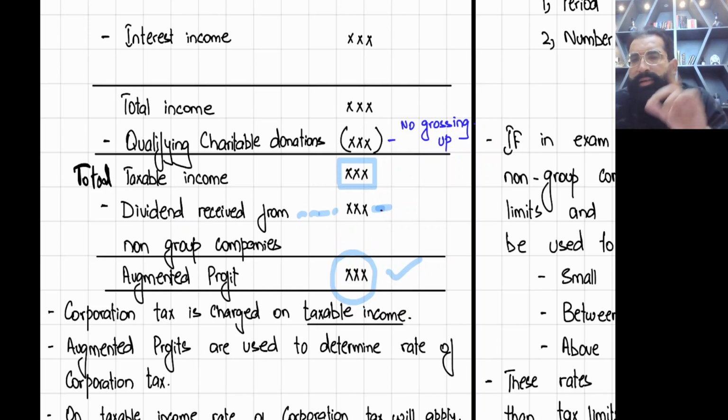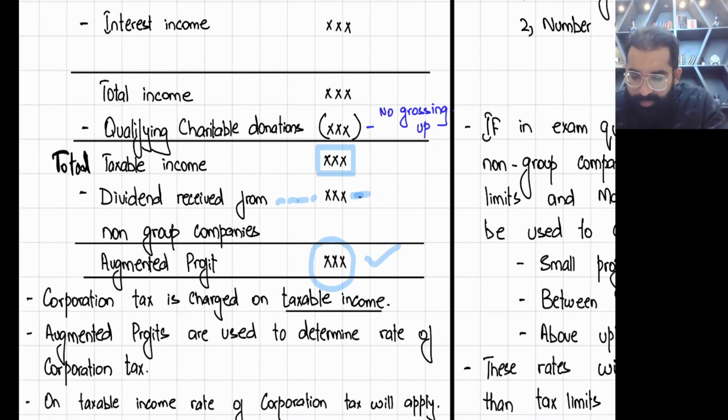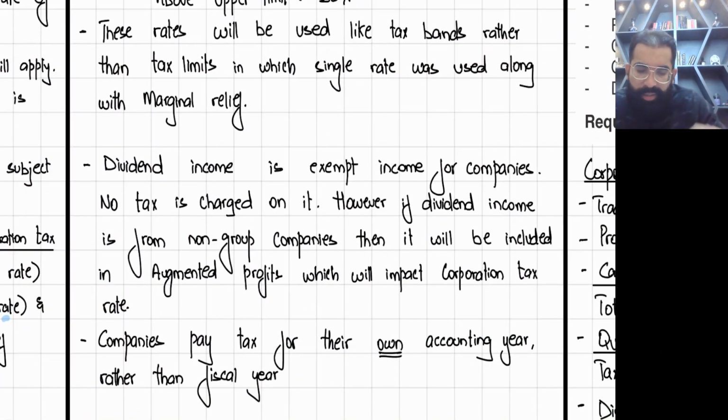Are you getting it? And last thing, if you are receiving dividend income from a group of companies in which your holding is more than 50%, then it won't come anywhere in the corporation tax. So read this line again. Obviously, this is the new thing, so you need to read it multiple times. Dividend income is exempt income. No tax on dividend income for companies for sure. But if that dividend income is coming from non-group companies, it will be included in the augmented profit calculation, so it will impact your corporation tax rate. Last thing, already taught you, a company pays tax for its accounting period, not fiscal year. Fiscal year is for an individual.